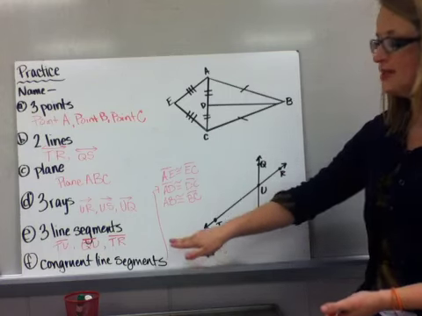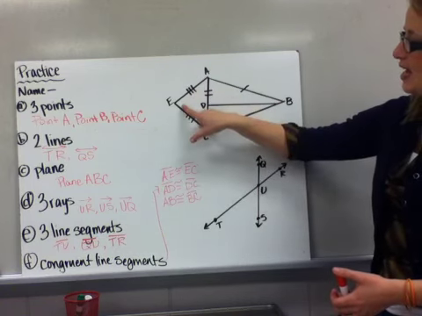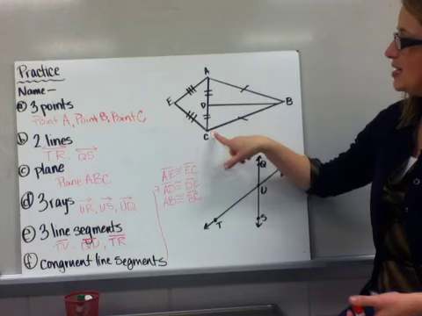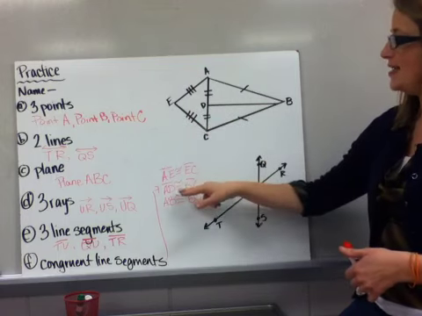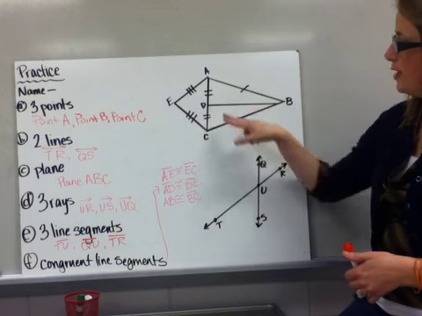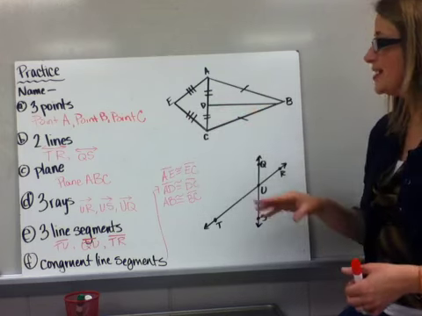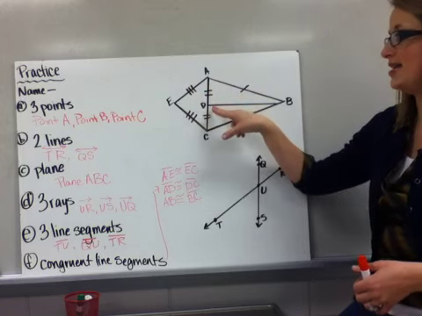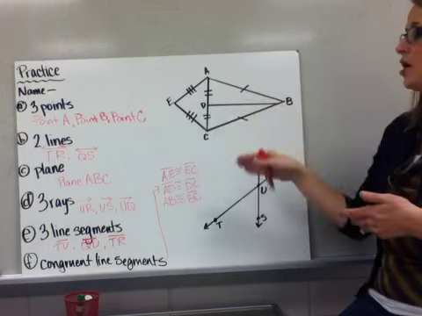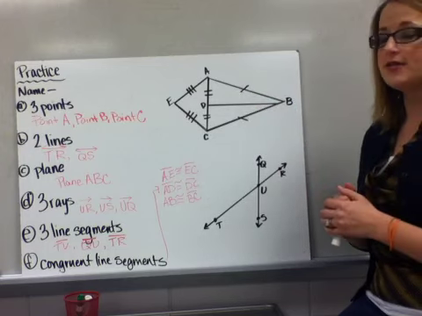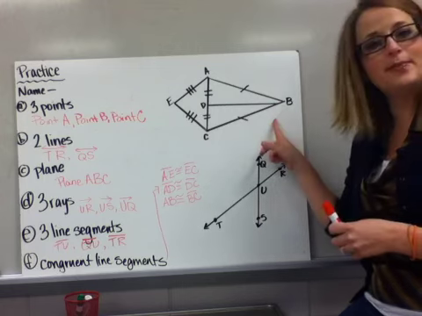For congruent line segments, I kind of ran out of room, so I drew a line up here. With the tick marks, AE is congruent to EC because they both have 3 tick marks. AD is congruent to DC. They both have 2 tick marks. Now notice I didn't say that AE was congruent to AD. This one has 3 tick marks, this one has 2 tick marks. So AE and AD are not congruent. We have 3 different pairs of congruent lines. And then AB is congruent to BC.